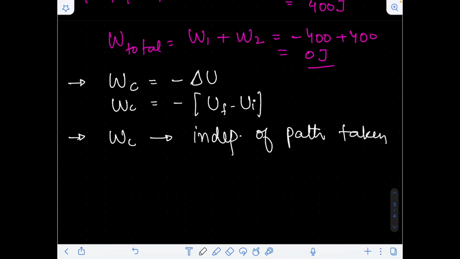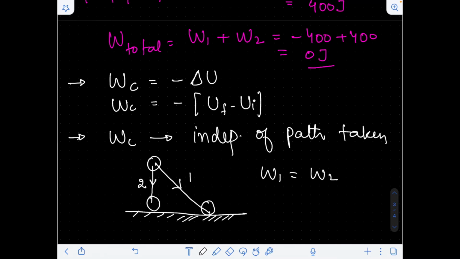What does it mean? It means that if the object follows path 1 or path 2, in both paths the work done, either along path 1 or along path 2, will be the same. The work done will be the same under one condition, and the condition is that the forces acting on the object are conservative forces. And it is very easy to calculate such situations.